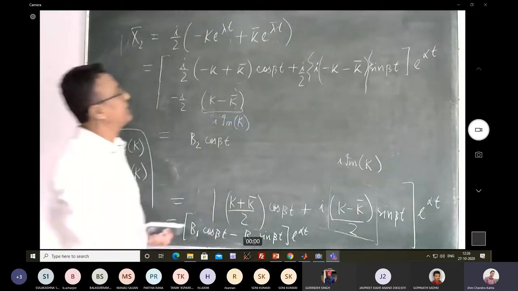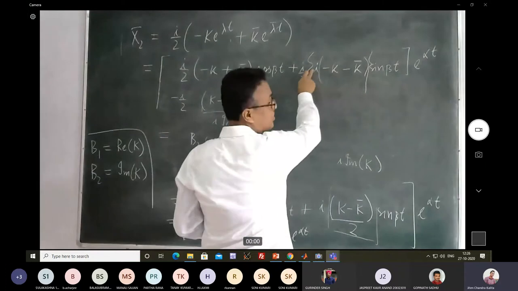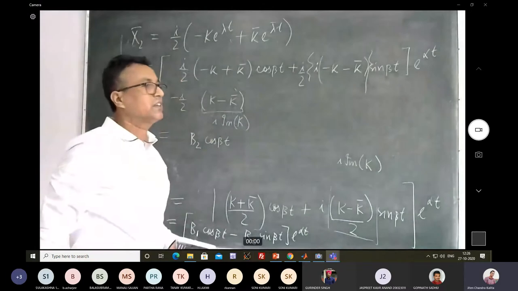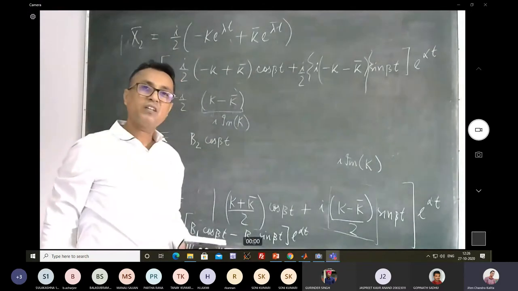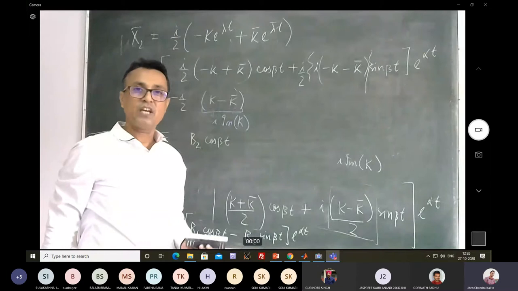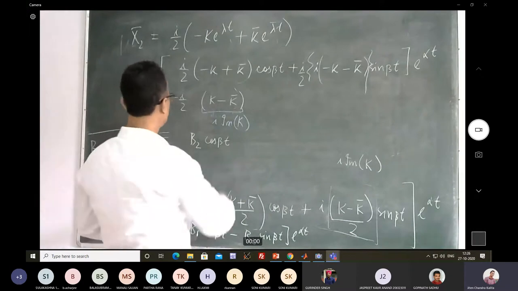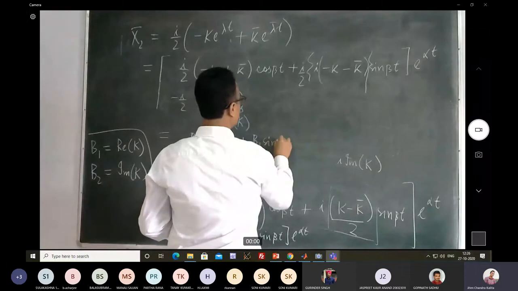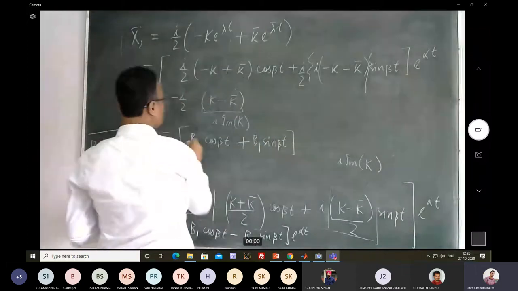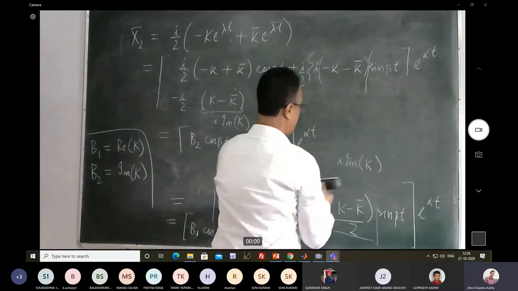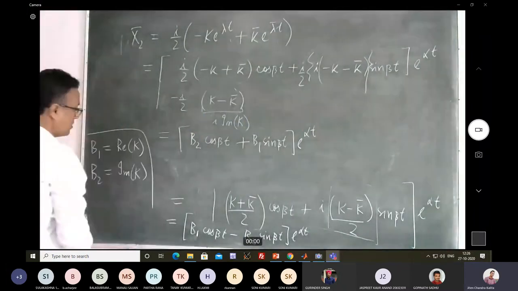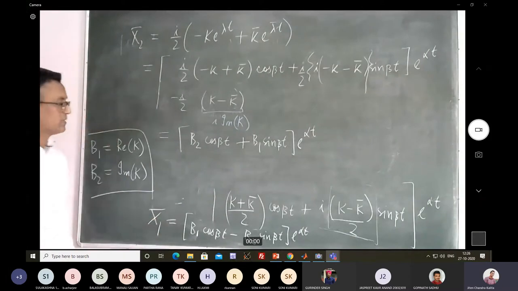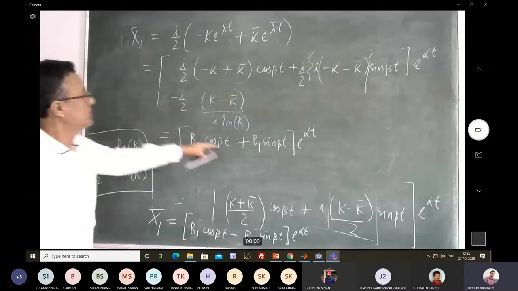So that is why this I can write as simply V2 cos beta t, and then again here this minus i is going to come out. So minus i squared, that is simply 1. Okay, and k plus k bar divided by 2 is simply real part of k, so that is nothing but V1. So this is V1 sine beta t, e to the power alpha t. So basically what I have got, x1 is this and x2 is this. Is it okay to everybody?